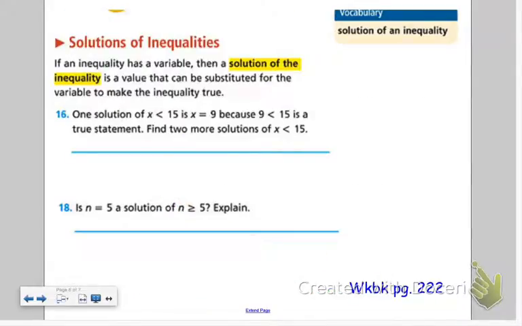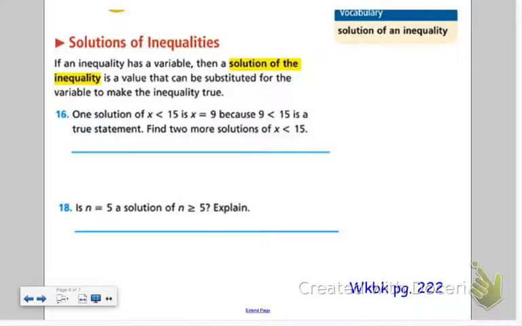Okay. On workbook page 222, we're going to do some of these together. We're going to talk about solutions of inequalities. So if an inequality has a variable, then a solution of the inequality is a value that can be substituted for the variable to make the inequality true. So basically a solution is like a possible answer, an answer that makes the inequality true.